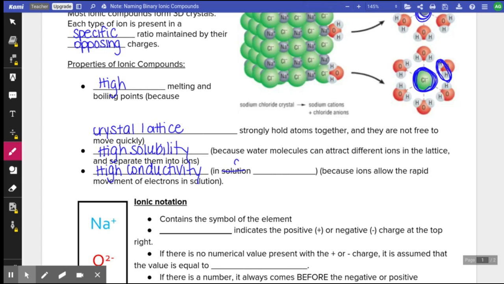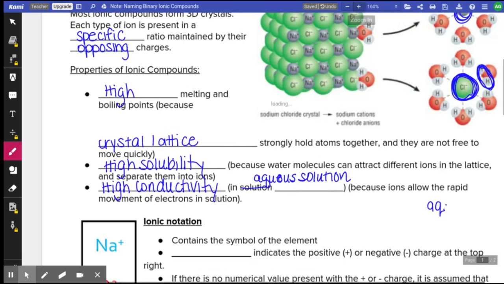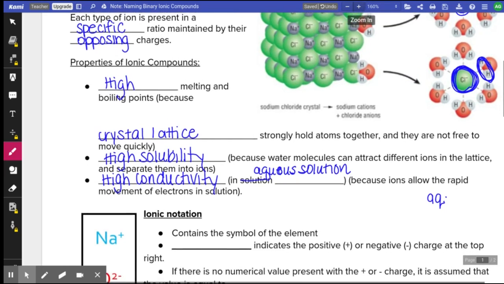This should be an aqueous solution. That's a hard word to spell in English. I think it's like that. Ions allow the rapid movement of electrons in solution. Again, aqueous just means dissolved in water. So an aqueous solution means I've taken this salt, put it in water, and now I can pass electricity through it.